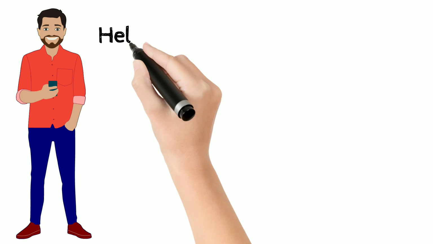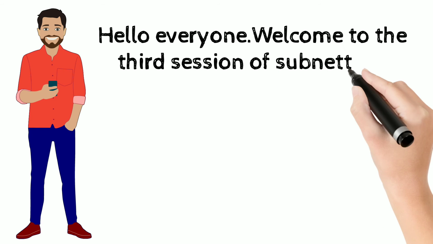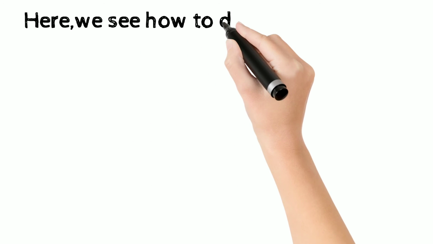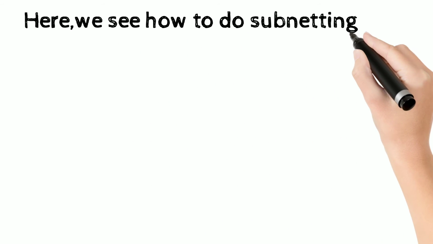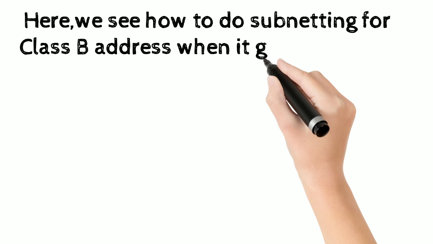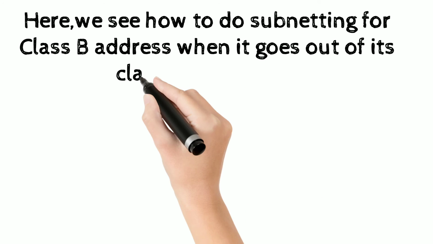Hello everyone, welcome to the third session of subnetting. We have to do addressing for class B address when it goes out of classful boundary. It is a special case for the class B address.